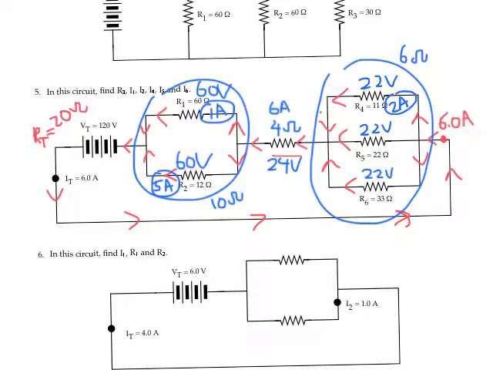What about, 36 volts. Oh, what did I do wrong? The voltage should be 36? Sorry.